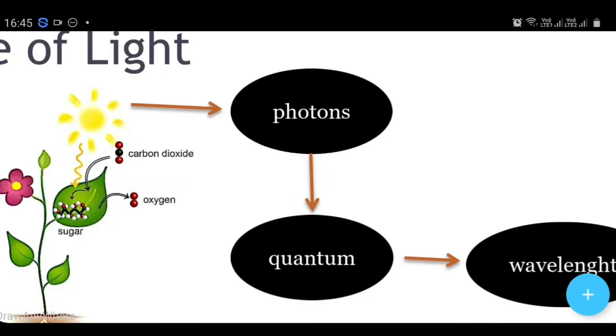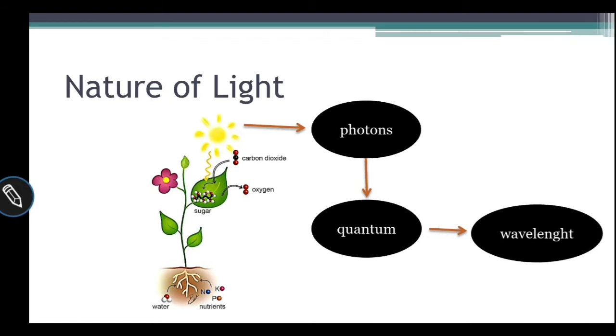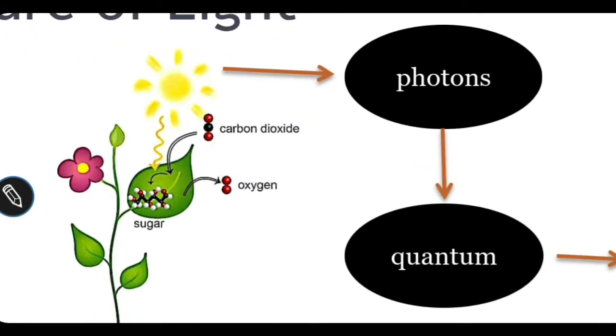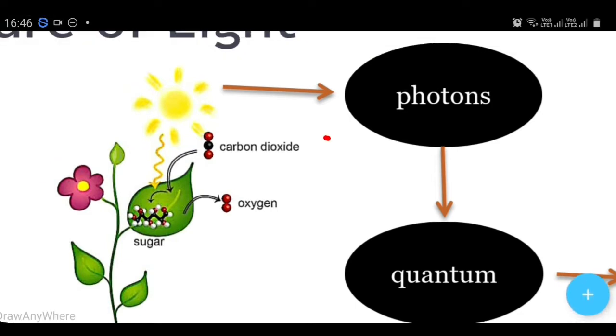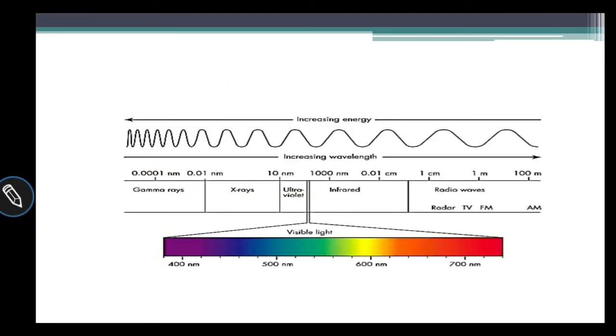In this lesson, we are going to learn about the nature of light. If we observe, a plant utilizes sunlight to produce food molecules. This light contains tiny discrete particles known as photons. These photons carry energy, and it is termed as quantum. And energy is always related to the wavelength.